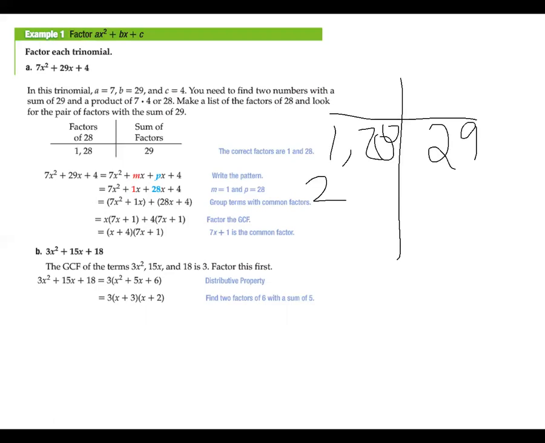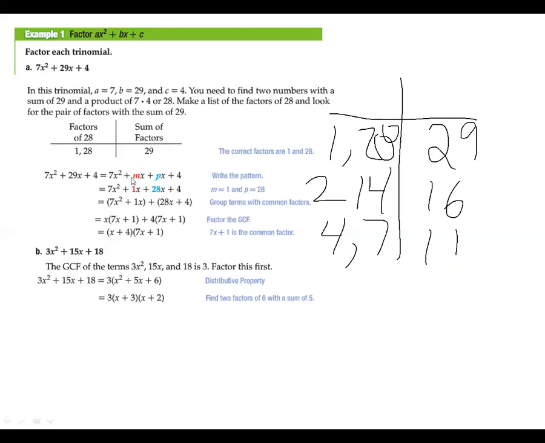I could have had 2 and 14, but that adds to 16. I could have had 4 and 7, but that adds to 11. And those are all the factors of 28. Okay? So then I take my 1 and 28 and break the 29 up into 1 and 28.